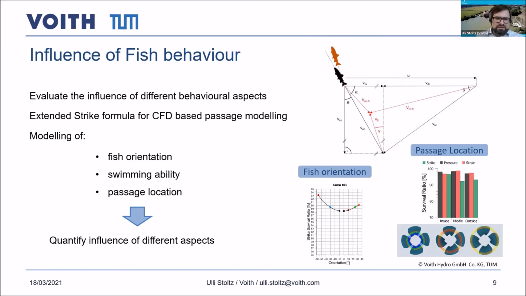For the fish orientation, we can see here that 0 degrees, which means aligned to the flow, is almost the worst case scenario, and this is normally what is used in the modeling. And changing the orientation could be beneficial for fish passing through the turbine. The good thing is that now we can quantify those effects.